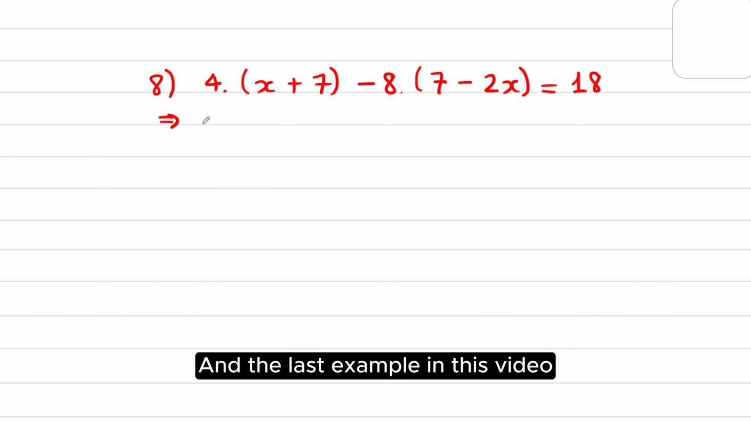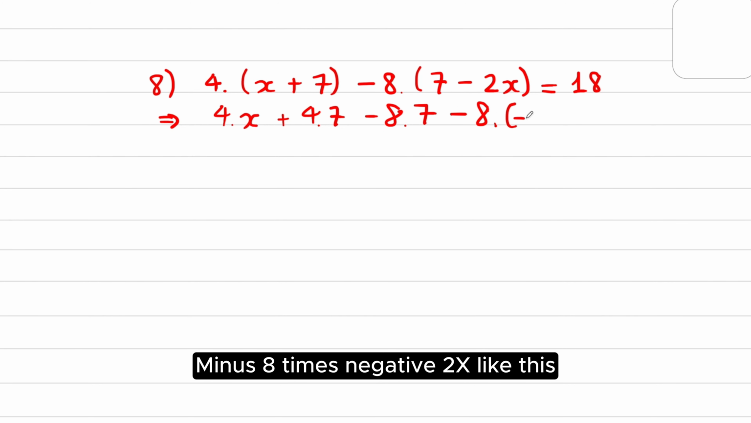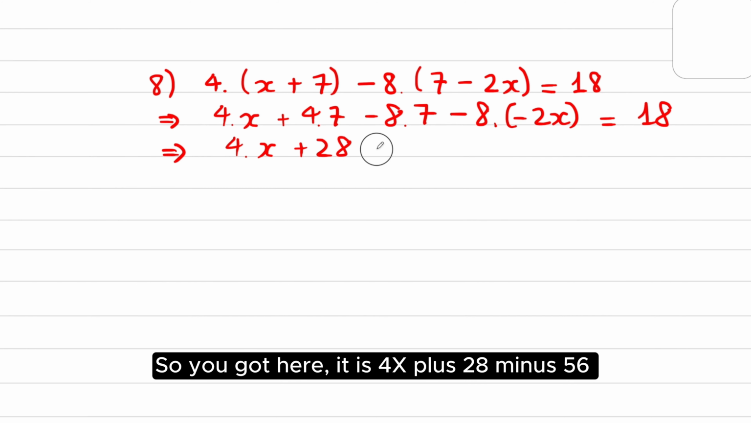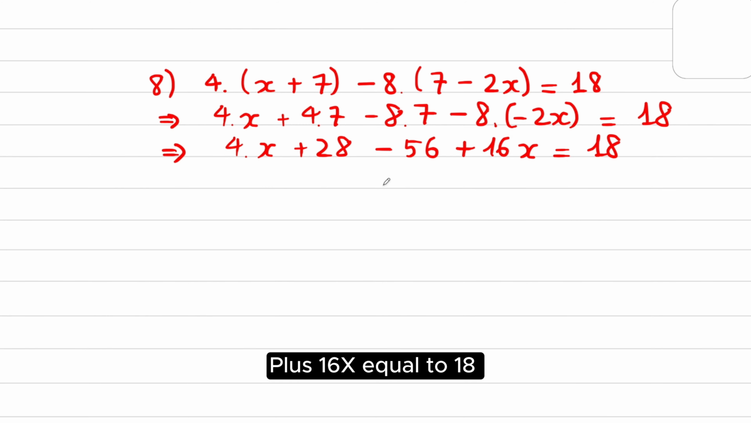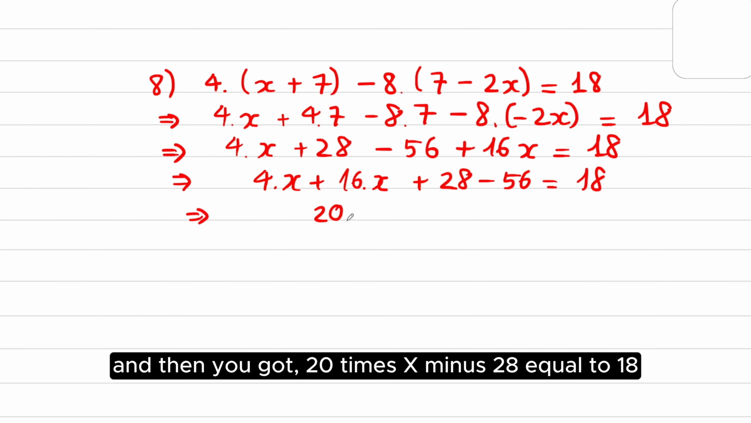And the last example in this video, you got this bracket and this bracket. Okay, 4 times 8, 4 times 7, minus 8 times 7, minus 8 times negative 2x, like this. So you get here 4x, 28, 56 plus 16x, like this. 18. Okay, 4 times x, 16 times x plus 28 minus 56 equal to 18. And then you get 20 times x minus, is that minus? Yeah, minus 28 equal to 18.